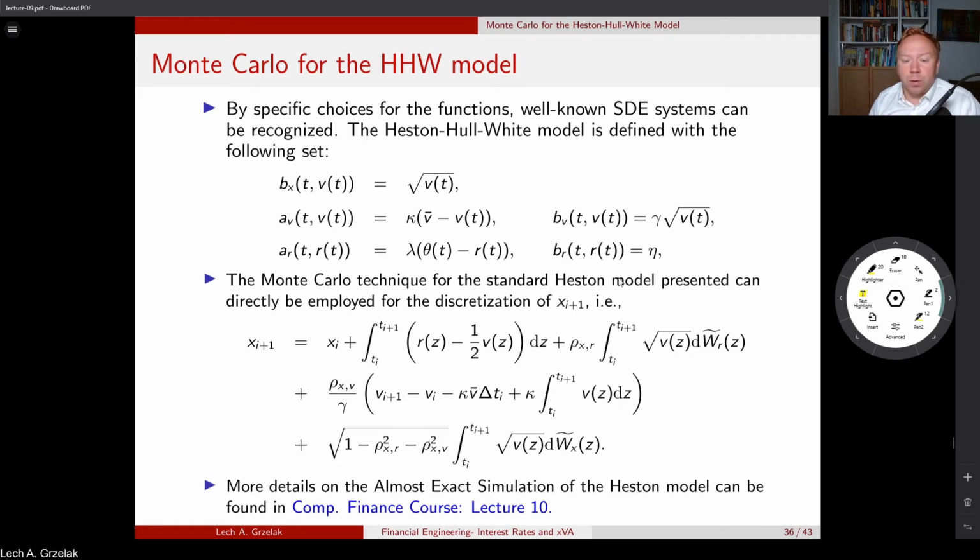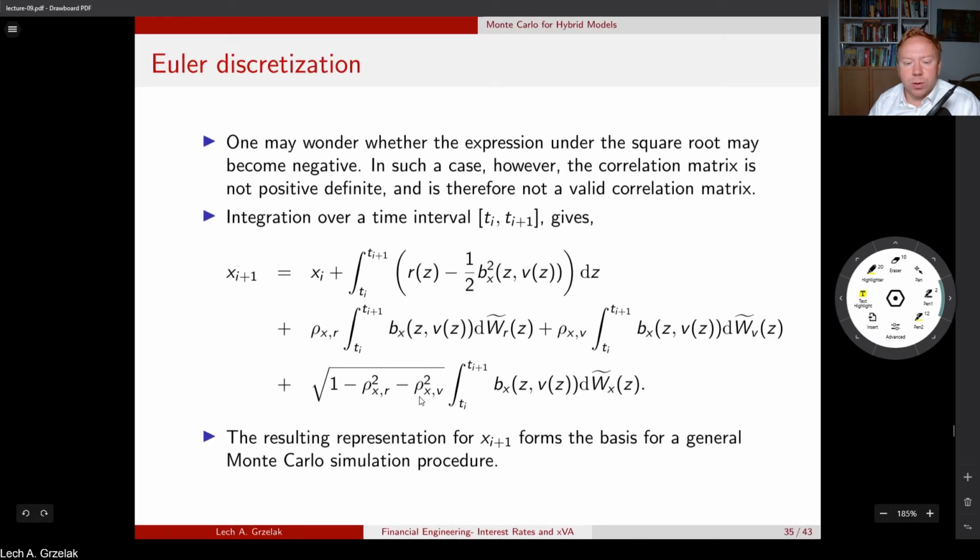Okay, if we go back to our simulation, here we are now taking a special case of the hybrid simulation. We are choosing Heston-Hull-White. So those functions a, b, b_x, b_v, and b_r we have to choose according to the Heston-Hull-White model. And this is then our generic representation. Of course, the part which corresponds to the interest rate is not difficult because it is only an integral over a normal process. The most involved part is the part which involves the integral of the stochastic variance. But there is a trick, so if we have this, this will be a term corresponding to this term.